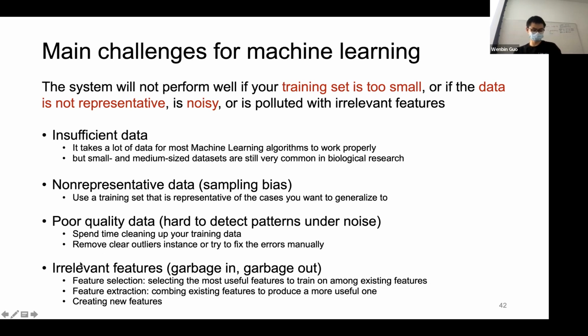And sometimes you have irrelevant features. Sometimes we call it garbage in, garbage out. So you cannot think machine learning is a good medicine that can produce whatever results I want, right? For those cases, you will need to do some feature selection, where you select the most useful features to train your model, and feature extraction, where you combine some existing features to produce a more useful one, like the BMI I talked about before. Or sometimes you want to create new features. So those are the four challenges we have, and hopefully I added some solutions or guidance on how to deal with them.